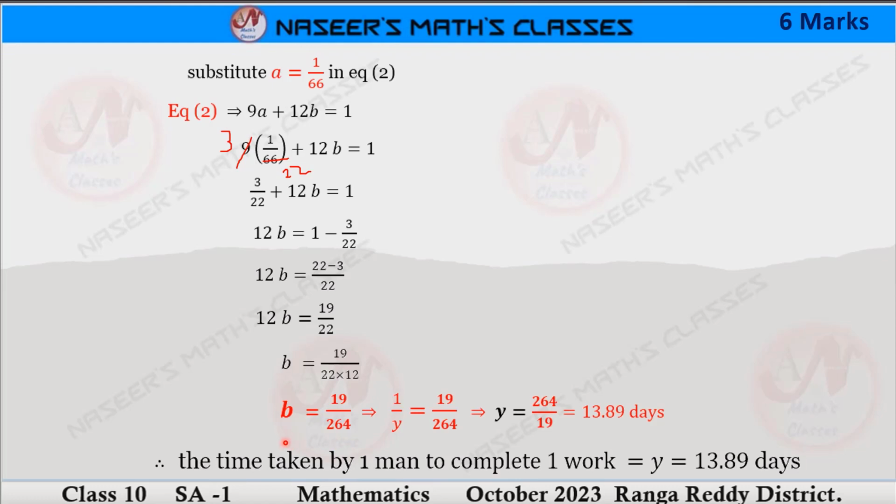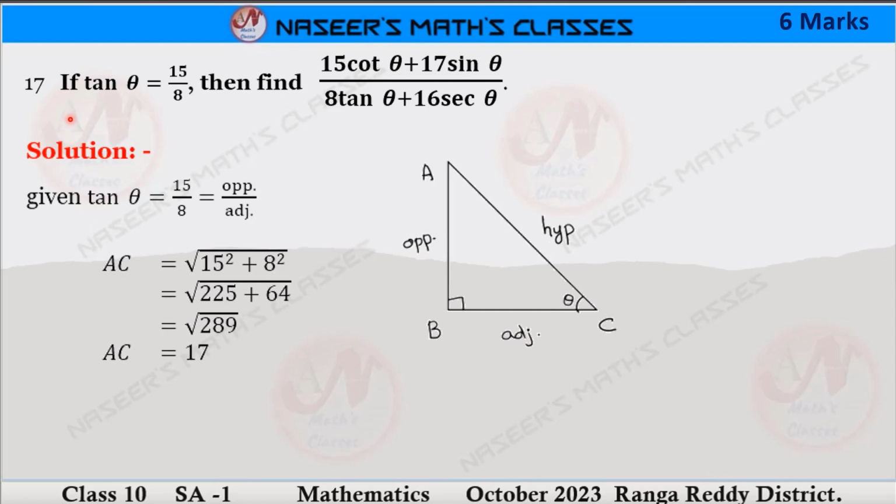Here we already know that b is equal to 1 by y. So we replace the b value with 1 by y. Then we can write 1 by y is equal to 19 by 264. After cross multiplication, we get y is equal to 264 by 19. By dividing 264 with 19, we get 13.89. So the time taken by one man to complete one work is equal to 13.89 days.